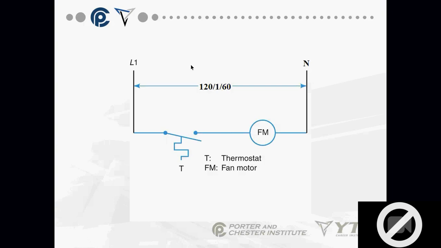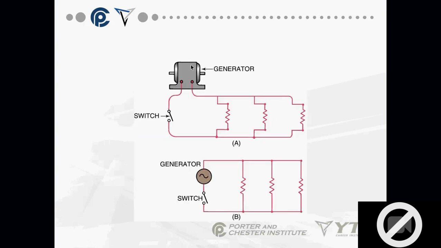I have a series circuit. Is there more than one path for electrons to flow here? No. Okay, now what about this one? Yes.